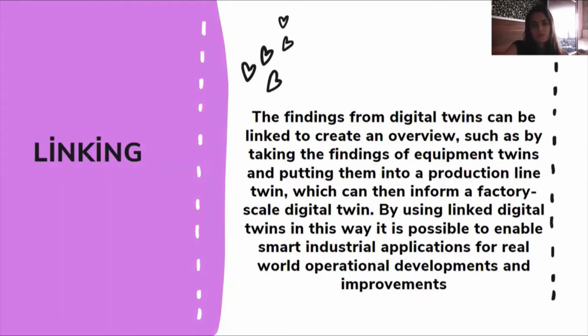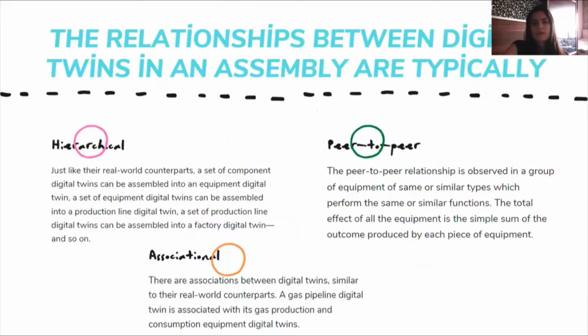The last one is linking. The findings from digital twins can be linked to create overviews, such as by taking the findings of equipment twins and putting them into a production line twin, which can then inform a factory-scale digital twin. By using linked digital twins in this way, it is possible to enable smart industrial applications for real-world operational developments and improvements.